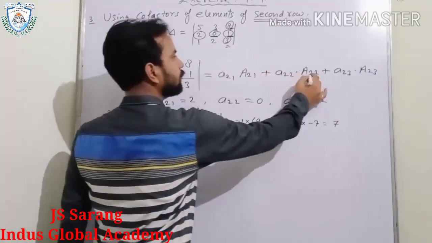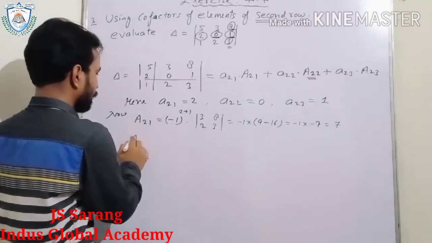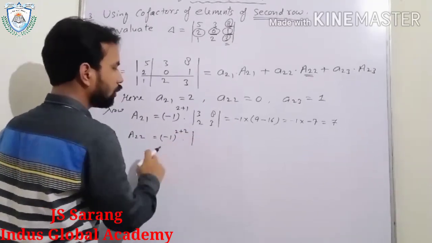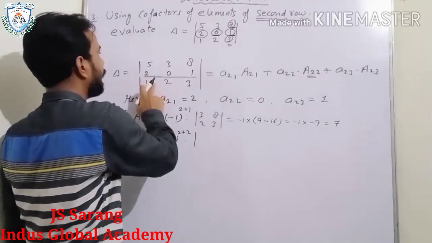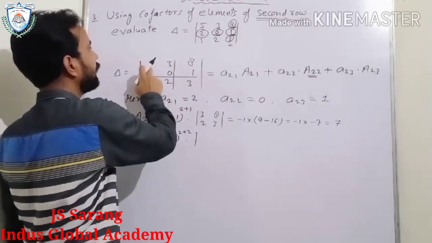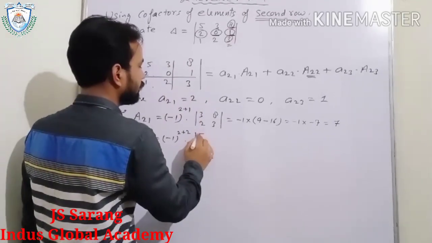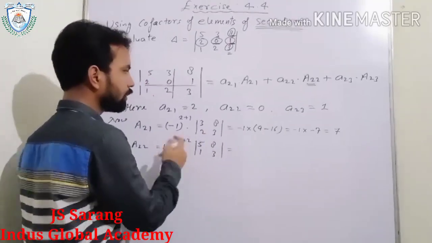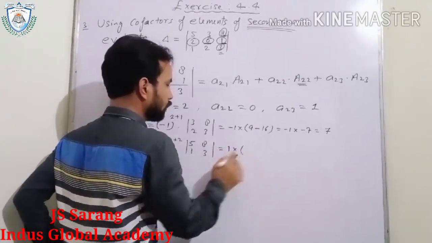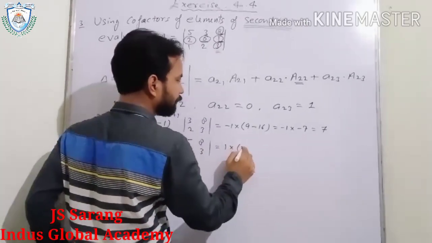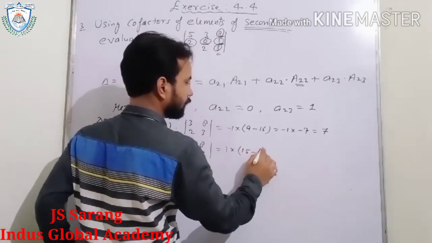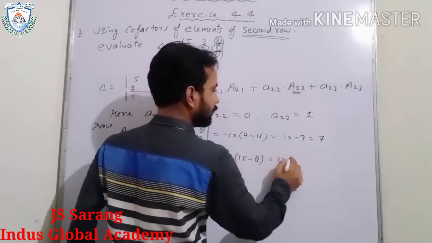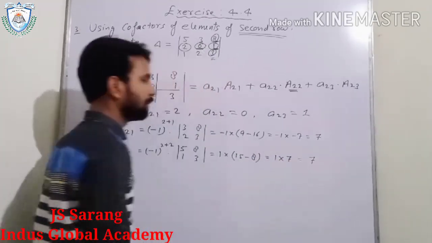Now we have to find the cofactor A22. A22 equals minus 1 to the power 2 plus 2 into the minor of 2 2. If we hide the second row and second column, we get 5 8 1 3. This is the minor. Minus 1 to the power 4 is 1, into 5 3 is 15 minus 1 8 is 8. So 1 into 15 minus 8 is 7.